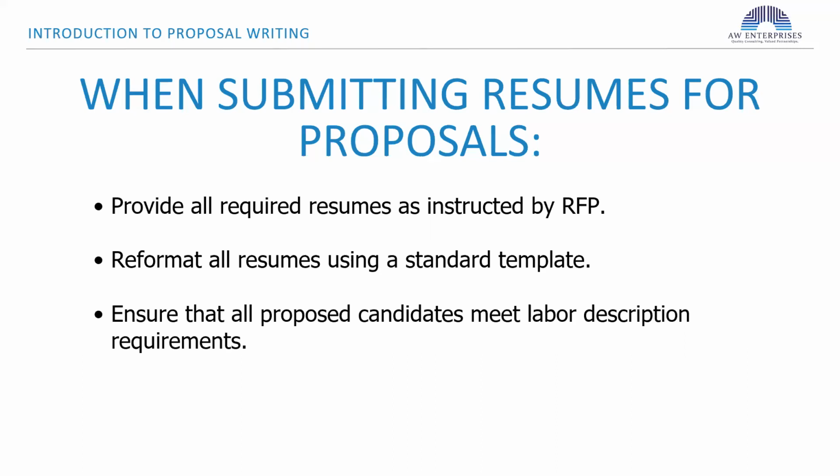Ensure that all proposed candidates meet the labor description requirements. Okay. On a time and materials type contract, they're going to tell you those labor category descriptions and requirements that the government is seeking. They should match. Okay. On a firm fixed price contract, you're suggesting to the government the types of labor categories that need to be fulfilled. So make sure you also tell them the function areas of what that particular labor category is going to be responsible for the performance of that contract.